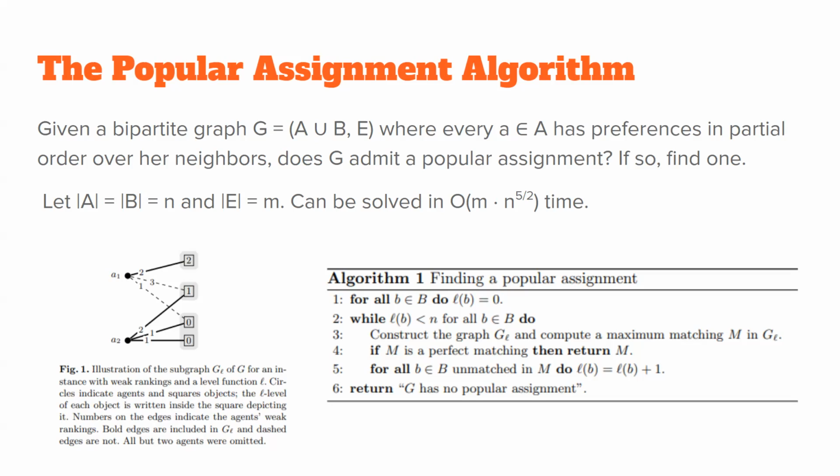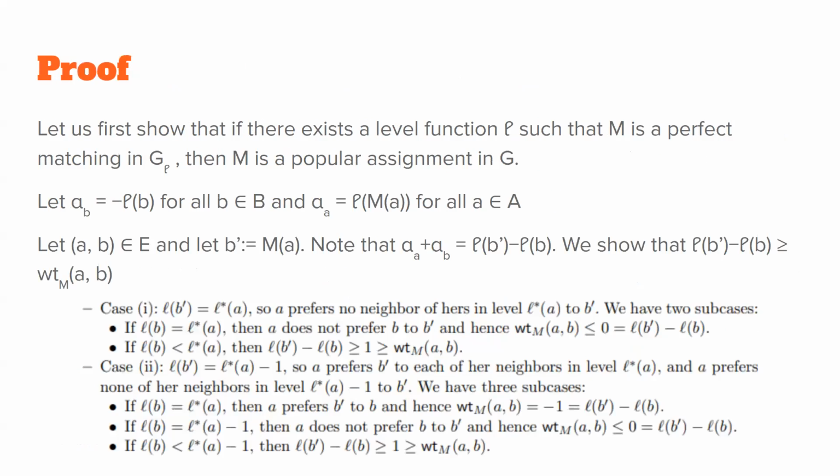The running time of this is that in computing a maximum matching in GL, it takes m square root of n time, but through all the iterations, it's going to take n squared at most. So the running time is big O of m n to the 5/2.